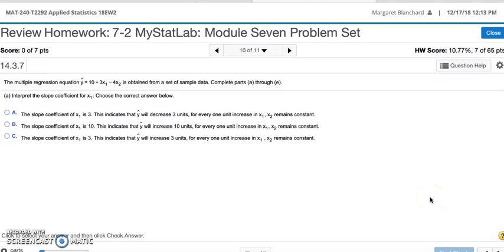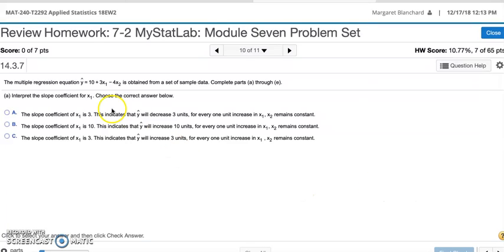Module 7, problem number 10. The multiple regression equation y hat equals 10 plus 3x1 minus 4x2 is obtained from a set of sample data. Complete parts A through E. Part A, interpret the slope coefficient for x1. Choose the correct answer below.